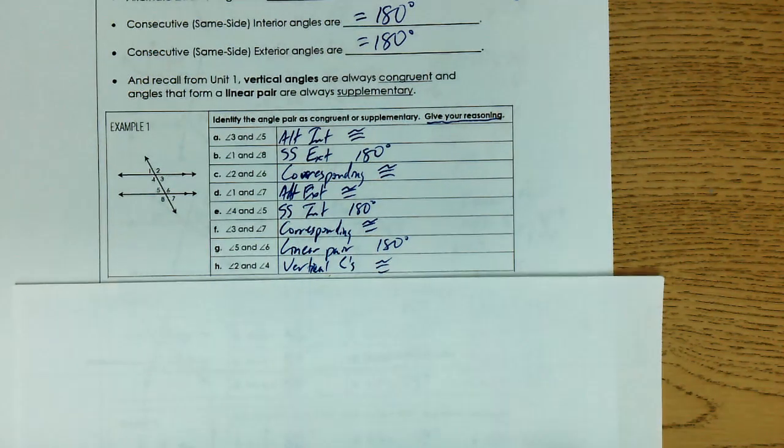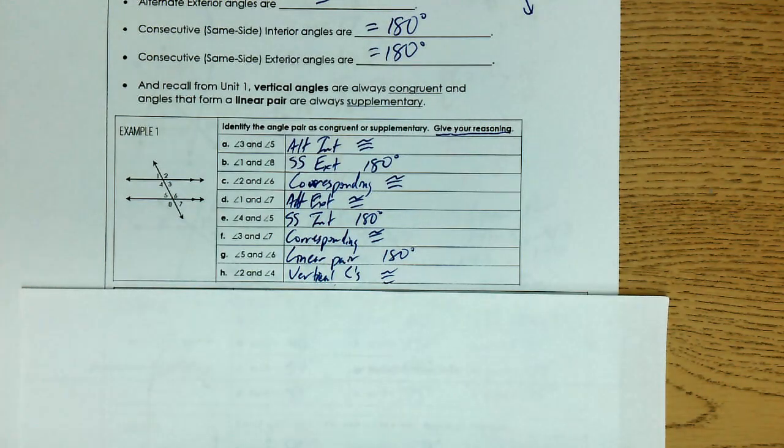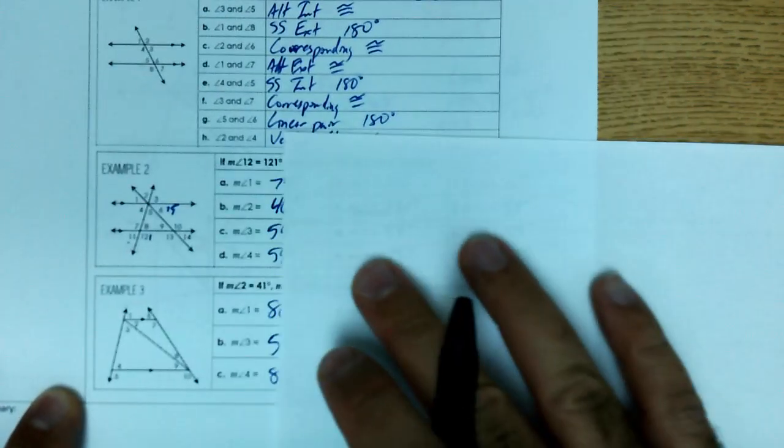All right. This next example is actually going to give you angle measures. They give you that the measure of angle 12 is 121. It tells you that the measure of angle 6 is 75 degrees. They ask you to find everything else. So you have to go through each and every one of these angles to figure out the different pieces.